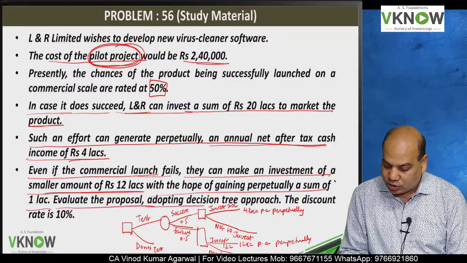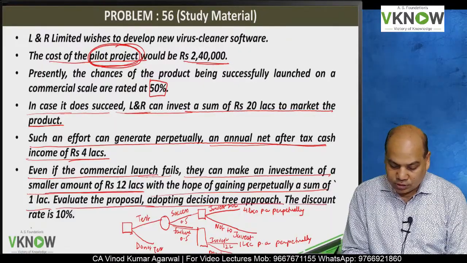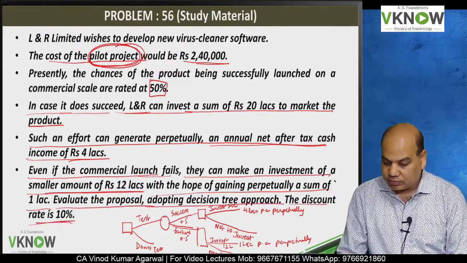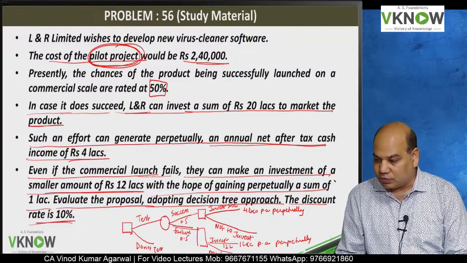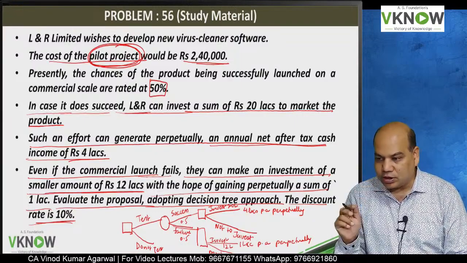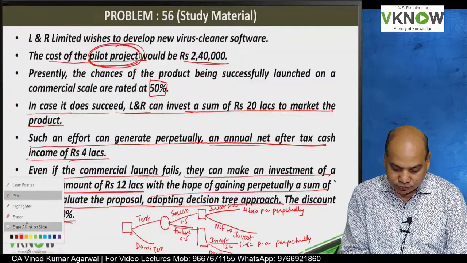Evaluate the proposal adopting the decision tree approach. The discount rate is 10%. Is it right? So first what we'll do, first we'll understand the question again.